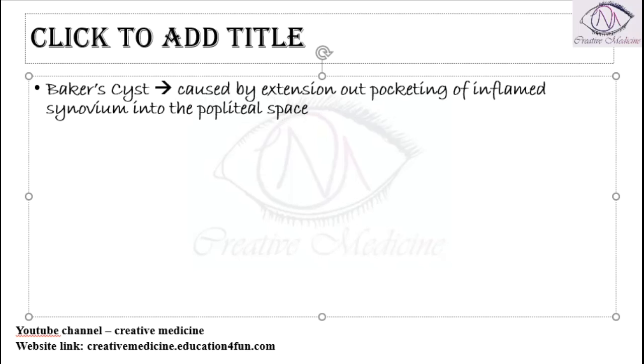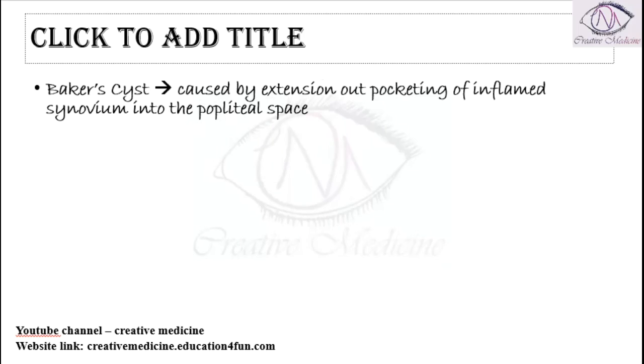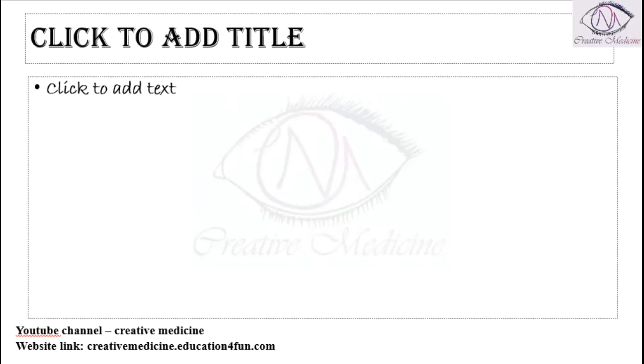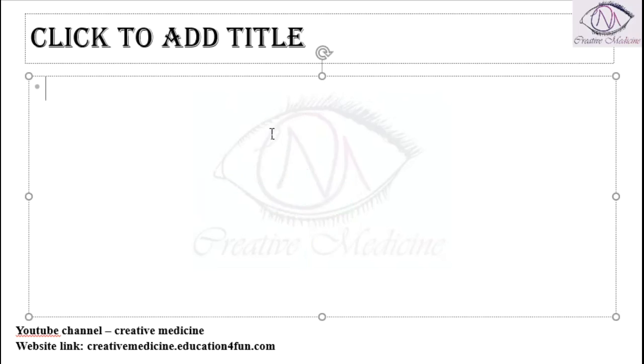So that means, for example, if this is the knee joint, it is covered by the synovium like this. Sometimes the extension may out-pocket from the synovium like this into the popliteal space, resulting in the so-called Baker's cyst.